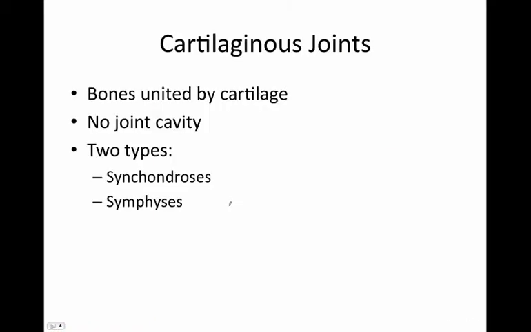So a gomphosis. Another category, as we step out of the fibrous joints to cartilaginous joints, the bones are going to be united by cartilage. So here we're going to have no joint cavity, and we have two types that we look at, synchondroses and symphyses. So here we see that syn, the with again, but we shift over to our chondro, which is the cartilage, and then we see symphyses or symphysis that has a special position as well.